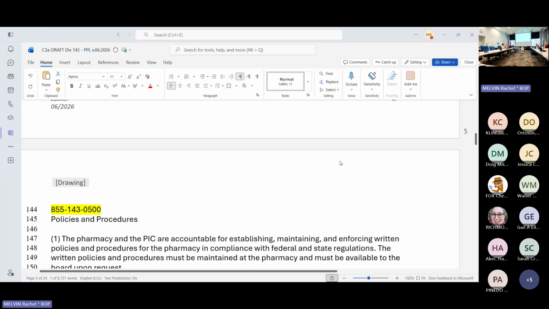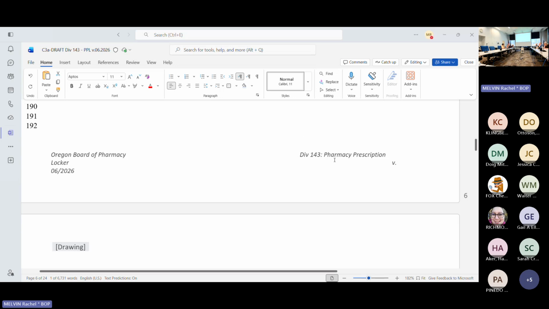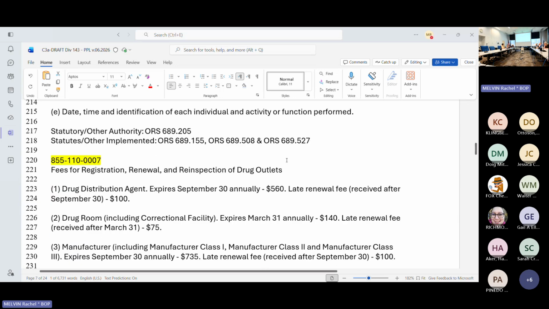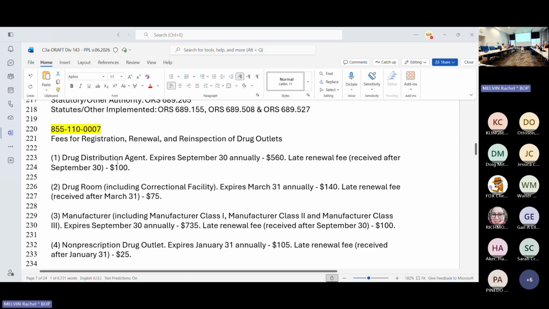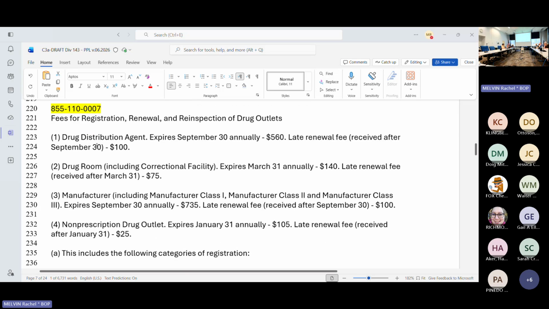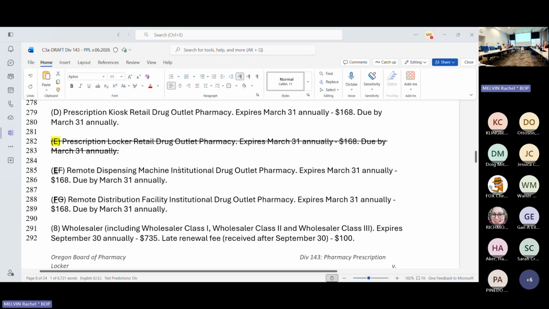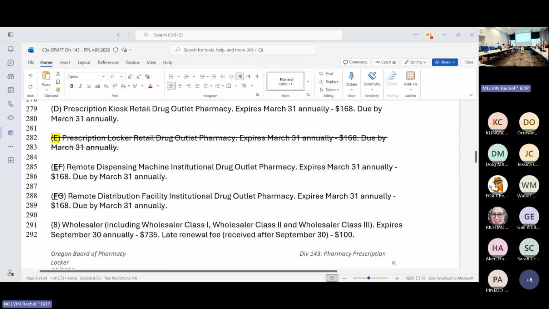I do want to pause for one more moment to see, is there any other discussion before handing it back to Board President Joyce? And I will just point out for the fee and registration section, there is no fee for PPLs anymore. They are part of the pharmacy, so this was repealed or proposed to be repealed. To make that clear. Any other discussions?